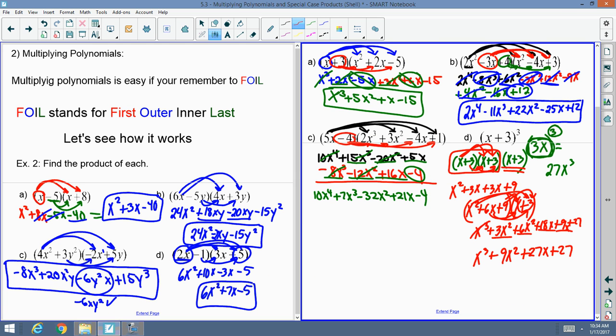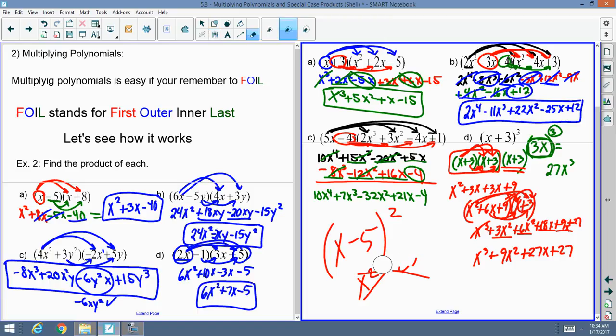Please do not fall for the trap, okay? If I give you x minus 5 squared, no, it's not x squared minus 25. That is wrong. Please remember that. If I give you x minus 5 squared, it equals x minus 5 times another x minus 5, and then you FOIL it out from there. Does that make sense, boys? Thank you, guys. Okay.